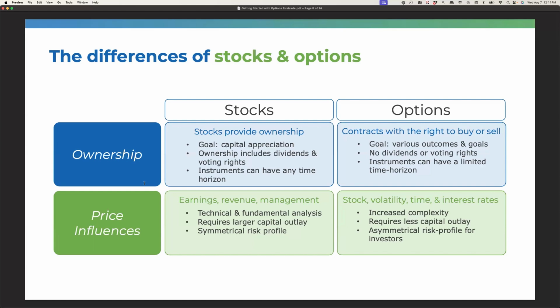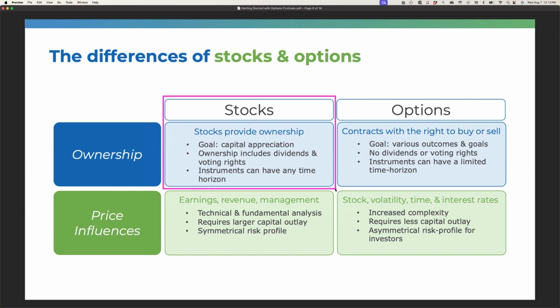So as a stock investor, your goal is effectively capital appreciation, right? You buy a stock because you believe it's going to appreciate in value. And when you own a specific stock, it gives you ownership to collect dividends if the stock pays a dividend, and voting rights if there are any voting rights associated with that specific class of stock. And when you buy a stock, you can effectively hold on to it for as long as you would like. You can hold on to it for a few minutes, a few days, a few years, a few decades. It's up to you as far as how long you want to own the stock, and you can own it for as long as you prefer.